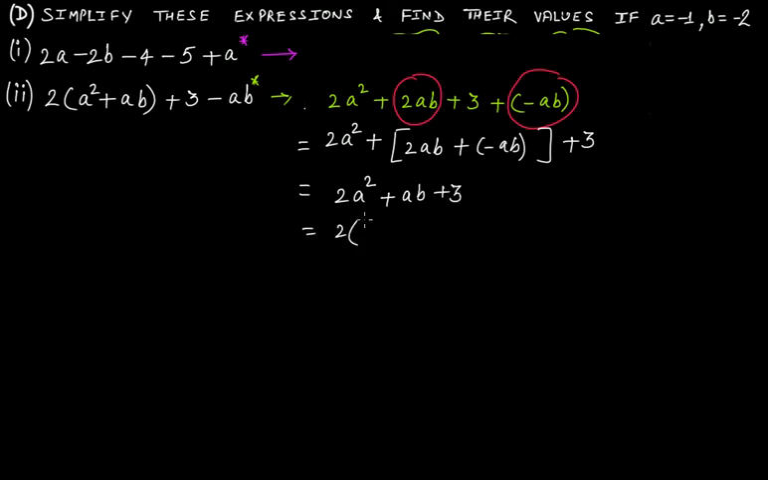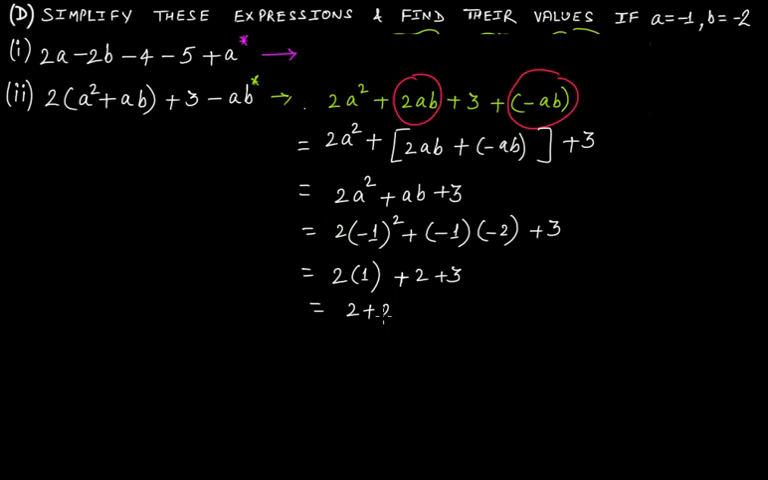2 times minus 1 squared plus minus 1 times minus 2 plus 3. This gives you 2 times minus 1 times minus 1, which means 1, so 2 times 1. Minus 1 times minus 2 means 2. This is plus 3. So 2 plus 2 plus 3 gives you 7. So this is the value of this expression when a is equal to minus 1 and b is equal to minus 2.